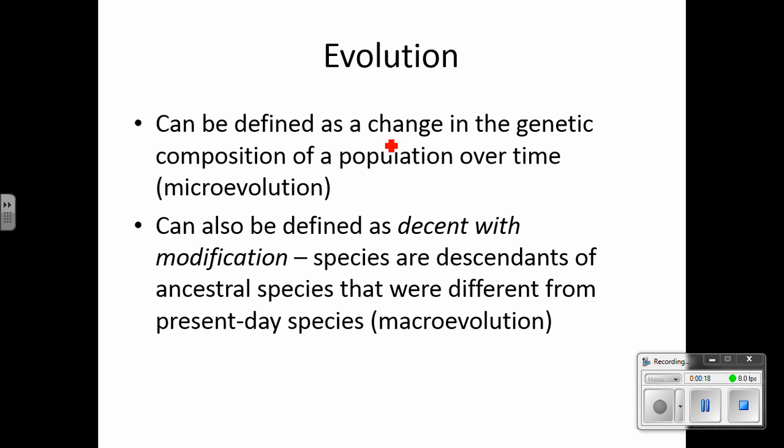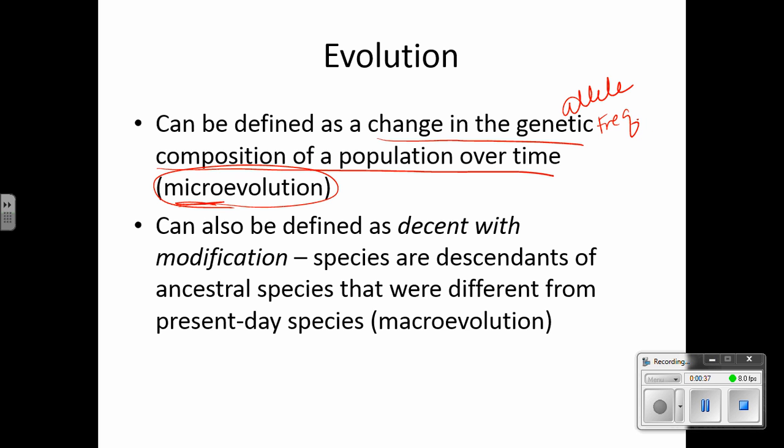Evolution is actually defined as a change in the genetic composition of a population over time. This is what we consider microevolution, on a micro scale, so the genetic scale. We could also say a change in the allele frequencies in a population over time. That means that the population's genetic makeup, or the characteristics of their traits, are changing. Things don't look like they used to look.